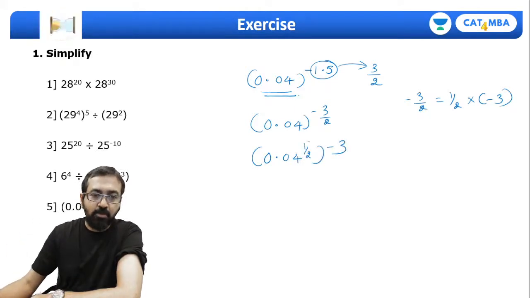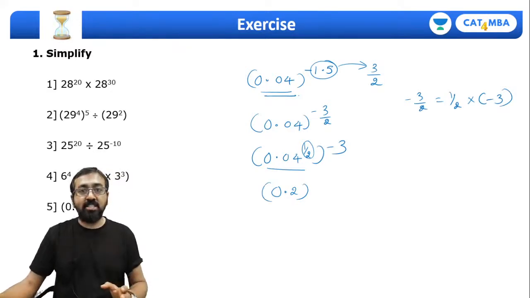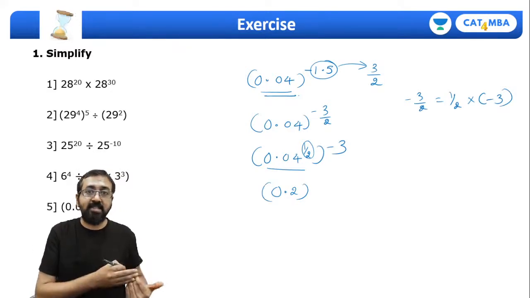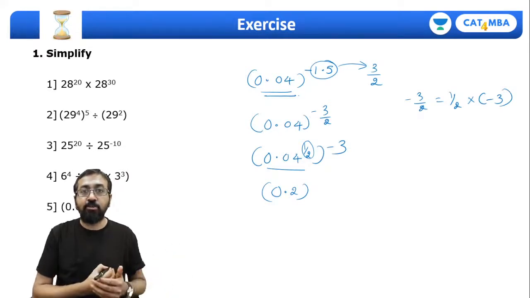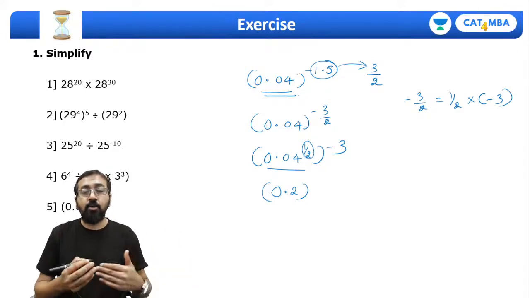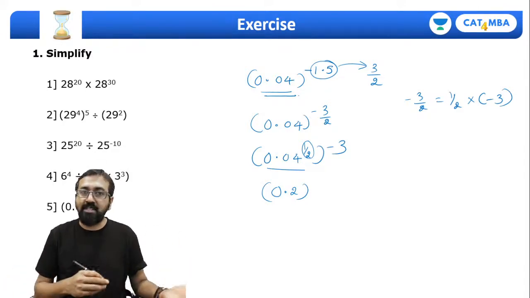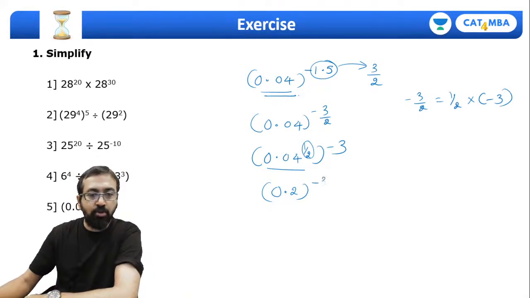Now this 1 by 2 power means square root, right? So what is the square root of 0.04? 0.2. Correct. In case you are not clear with this, you must look at my yesterday's session video. It's available on this channel in the playlist, and that was about decimals and fractions. I also taught you during that how to find the square or square root of decimal numbers. So the square root of 0.04 is 0.2, and whole raised to minus 3.